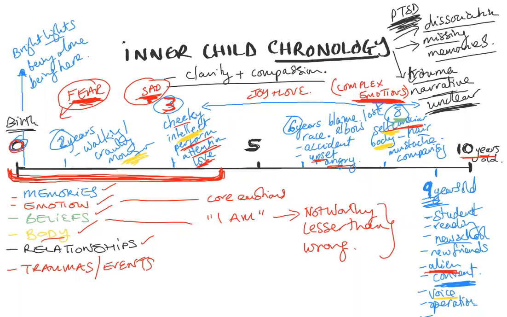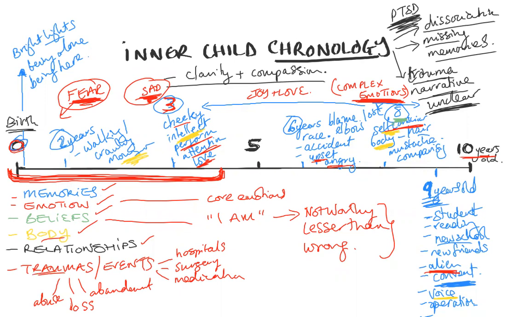So what you want to do is, especially if you experienced a lot of illness as a child, or you were hospitalized a lot as a child, make sure you make a note of those as well on your chronology, and you'll start to build up a picture of how everything fits together. So hospitalizations, etc., come under events, surgeries, medication, abandonments, loss, coming under trauma, abuse, and anything else that you can reflect on.